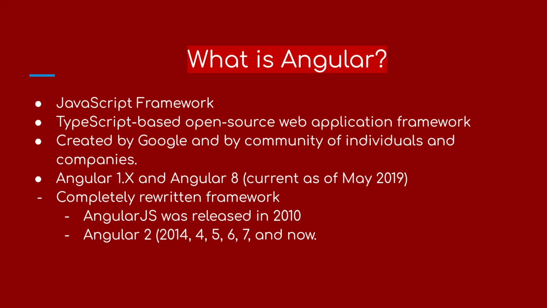So there are two kinds of Angular. There was Angular 1.x, which is the first Angular, and then there's Angular 2 and up. At this moment, as of May 2019, the current one would be Angular 8, completely rewritten. AngularJS was released in 2010, Angular 2 was released in 2014, and now we are in Angular 8.